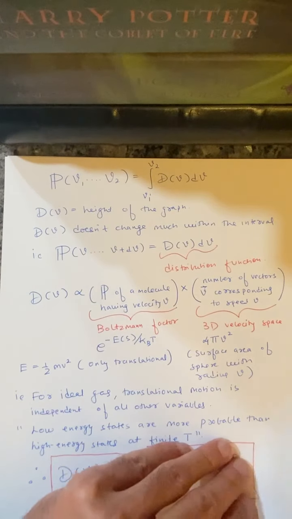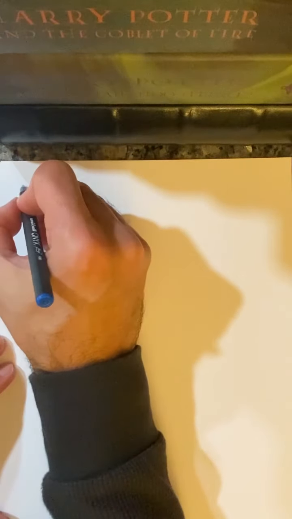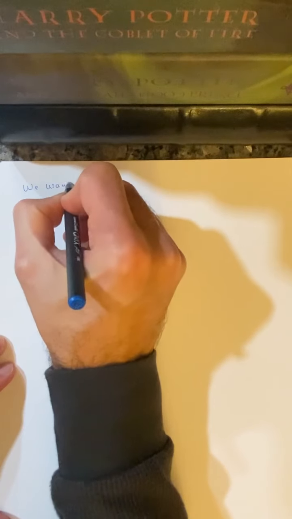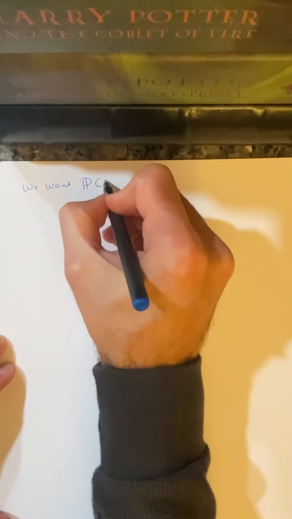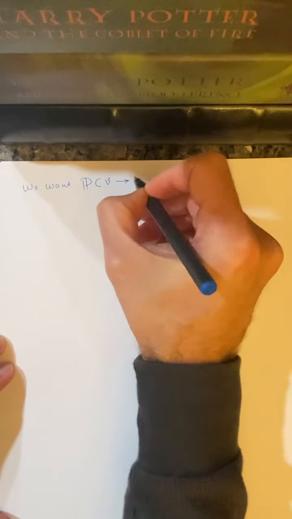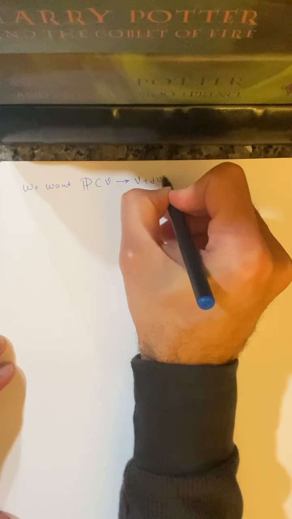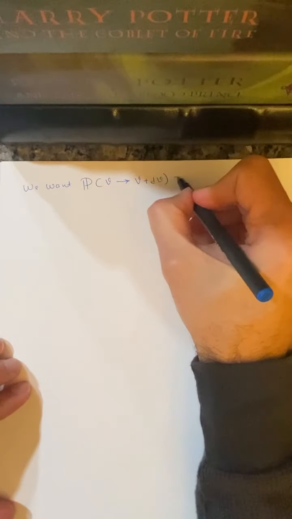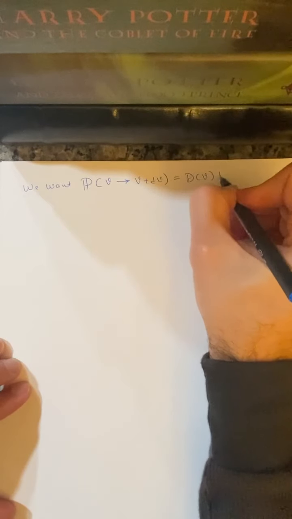Let me take this slide off. So what do we want? Well, we want the probability of a particle between v and v plus dv to be equal to D of v dv. To determine C, fall back on our original understanding. What? All probability of finding a molecule with some speed has to be 1, right? All probability has to sum to 1.